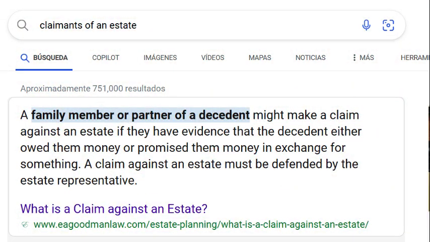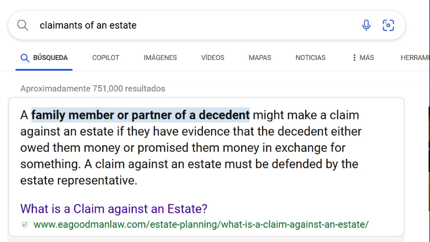To start this video, we should understand that all of this revolves around an estate, and the estate does not necessarily relate to land. Here it states a family member or partner of a decedent may make a claim against an estate if they have evidence that the decedent either owed them money or promised them money in exchange for something. A claim against an estate must be defended by the estate representative.